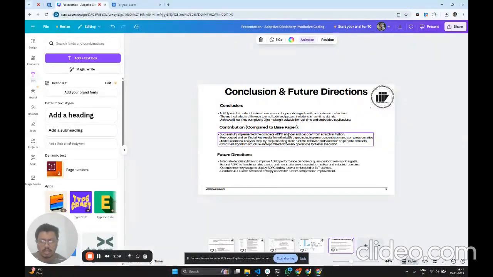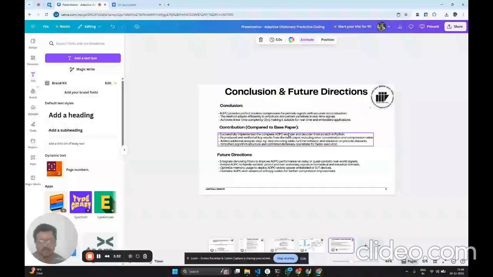To conclude, ADPC offers perfect lossless compression for periodic signals and adapts efficiently to changes in amplitude and pattern. With its linear O(n) complexity, it's highly suitable for real-time and embedded applications. Our main contributions were implementing the complete ADPC encoder and decoder, reproducing and verifying the base paper's results, and analyzing prediction behavior, error characteristics, and performance.